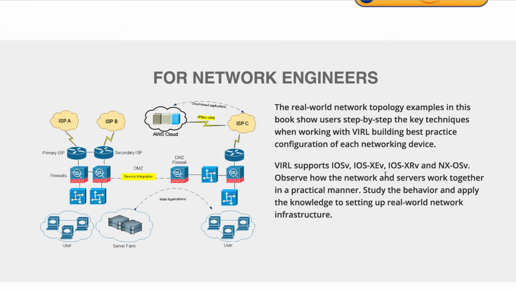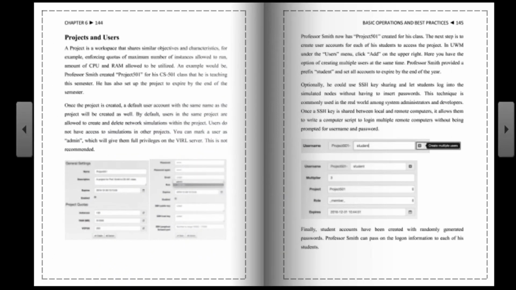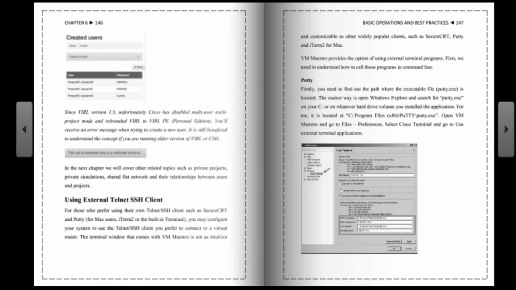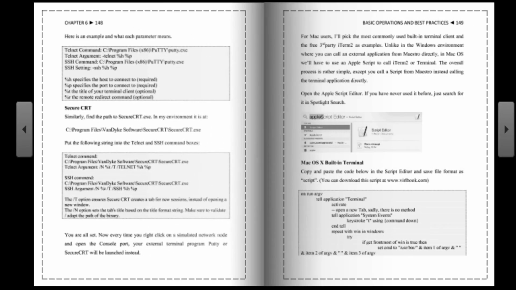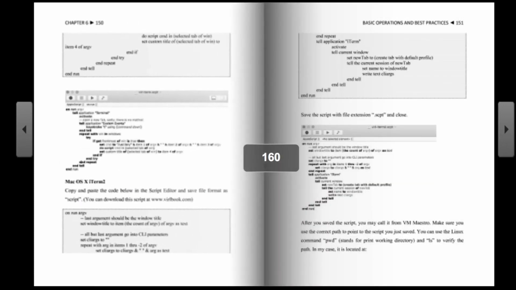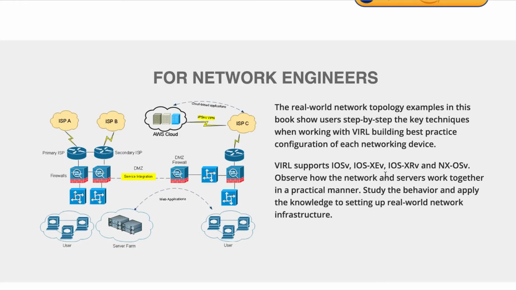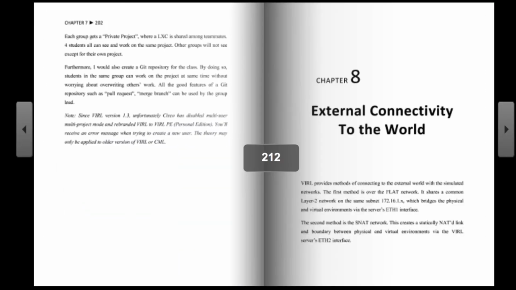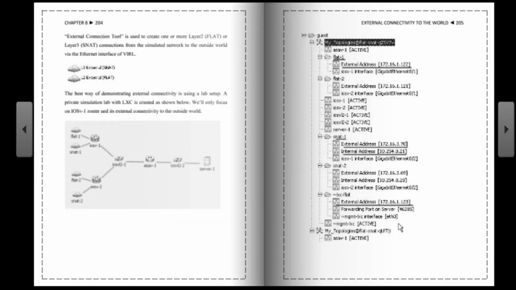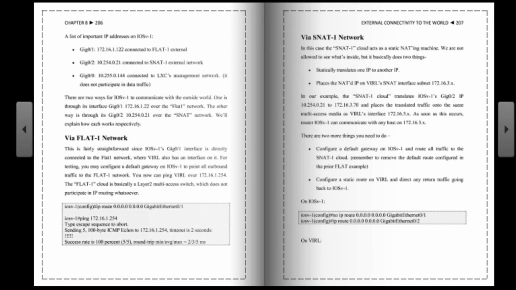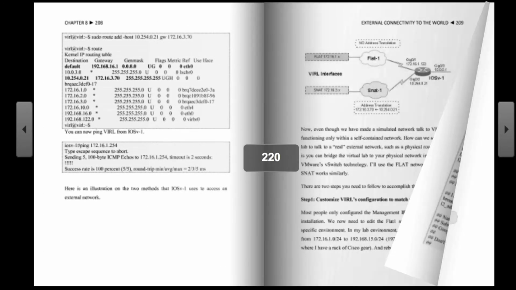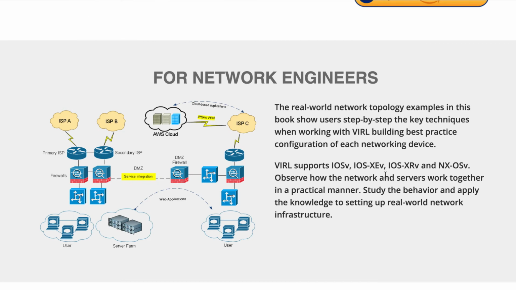If you're a network engineer, the real-world network topology examples in this book show users step-by-step the key techniques when working with VIRL, building best practice configuration for each networking device. VIRL supports virtual IOS, most commonly seen on Cisco routers, IOSv Layer 2 for access switches, IOS XE for the ASR 1000 series routers, and the carrier-class IOS XR and Nexus NX-OS.